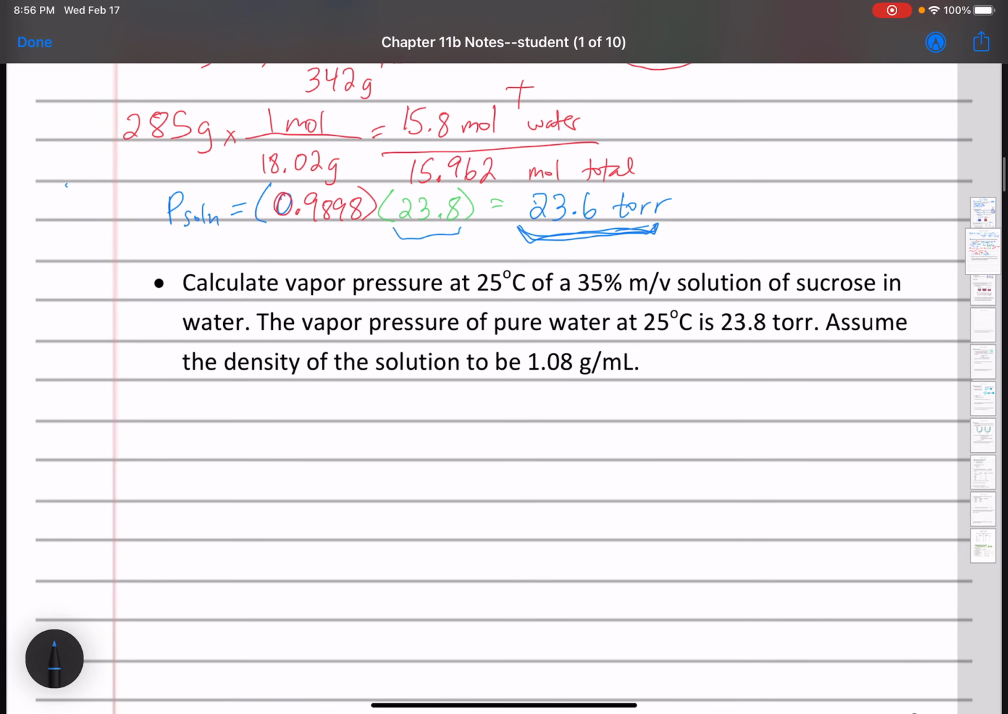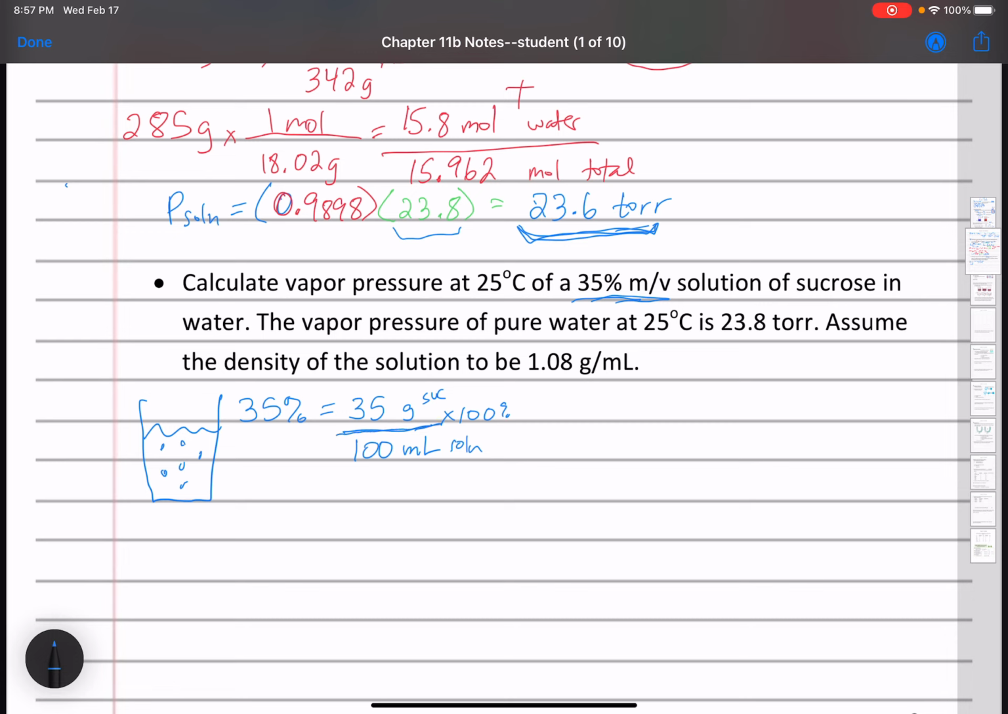Calculate the vapor pressure at 25 degrees Celsius of a 35% mass by volume solution of sucrose in water. So now we have a solution of sucrose in water, and it's a 35% solution. That's mass over volume. So another way we could write that is 35 grams per 100 milliliters. And that's 35 grams of sucrose per 100 milliliters of solution. All right.